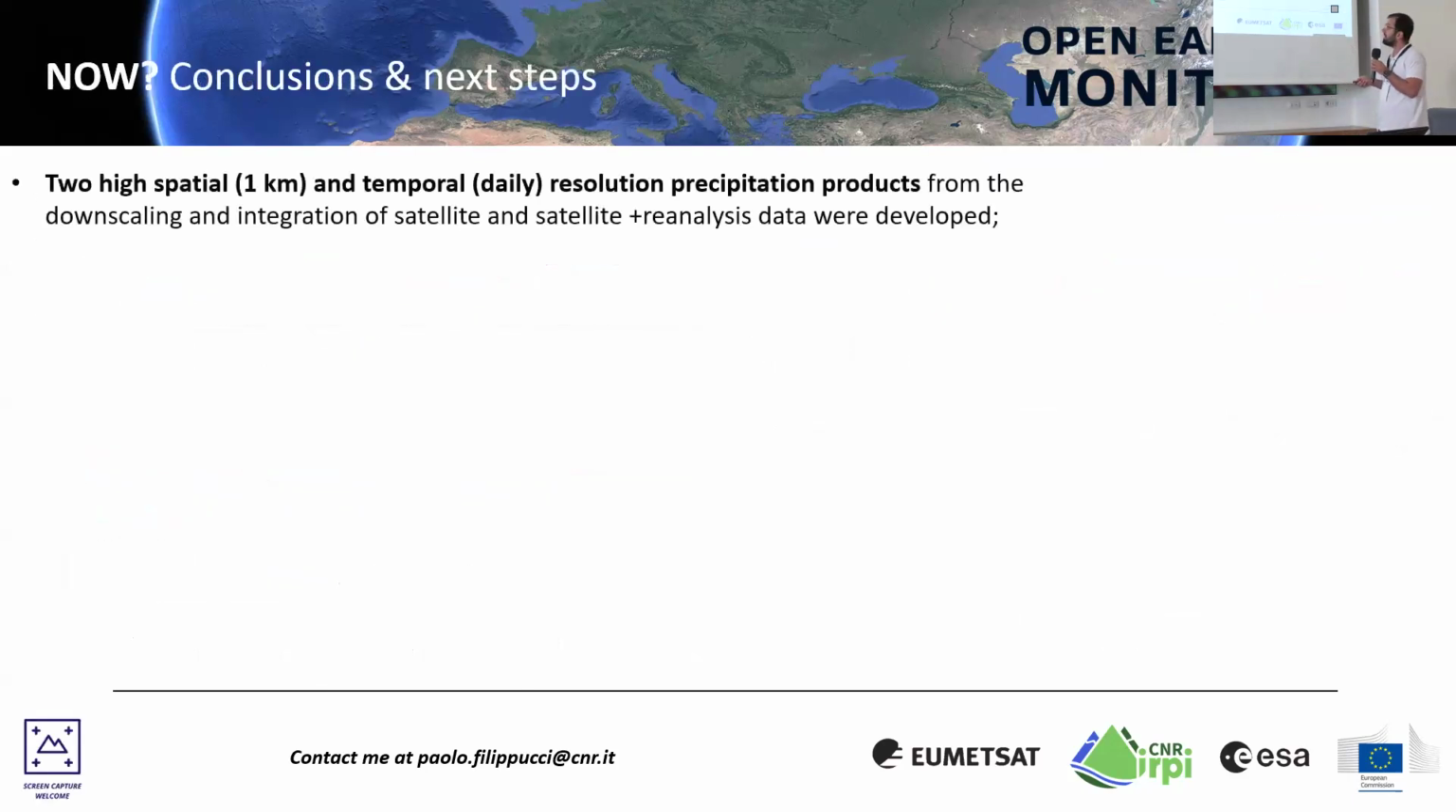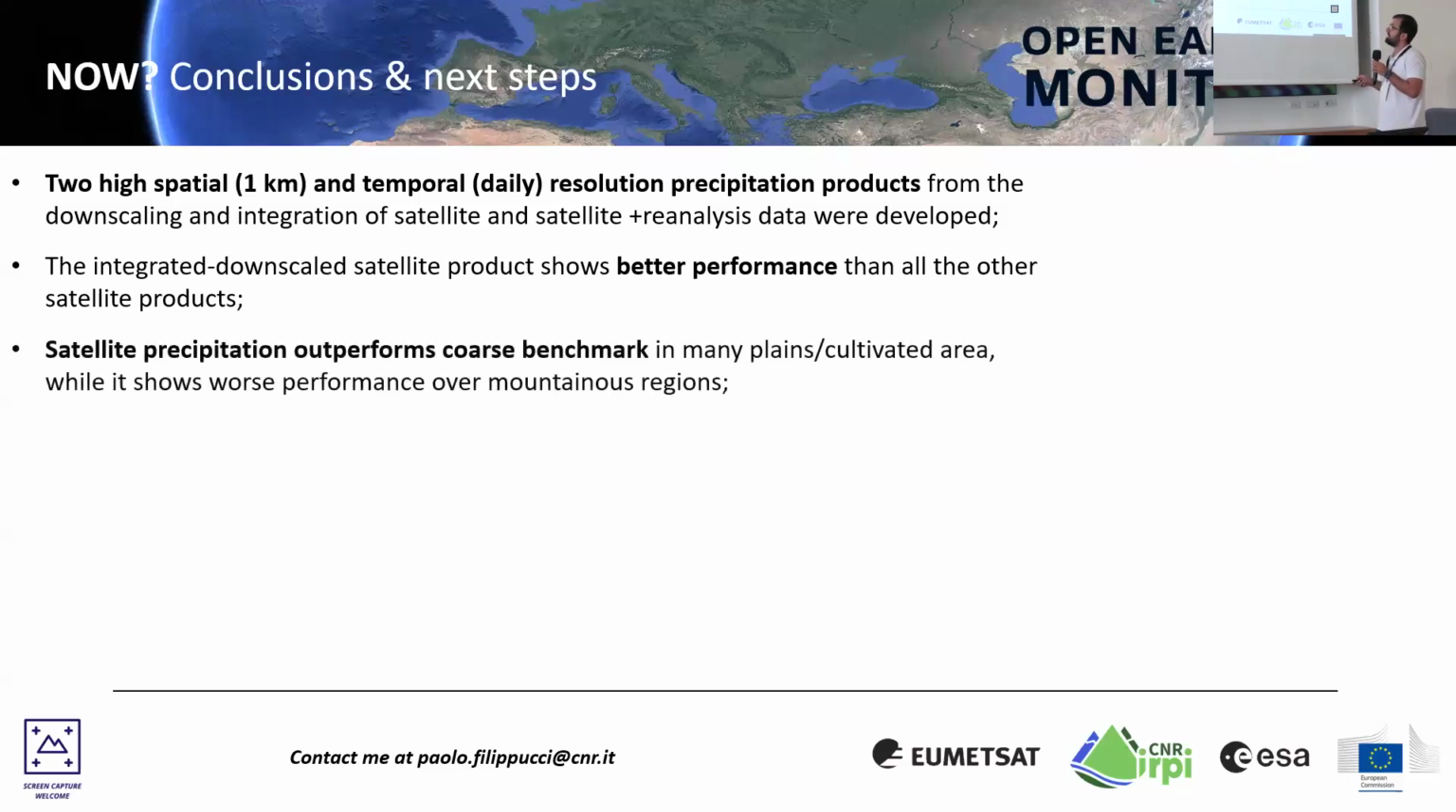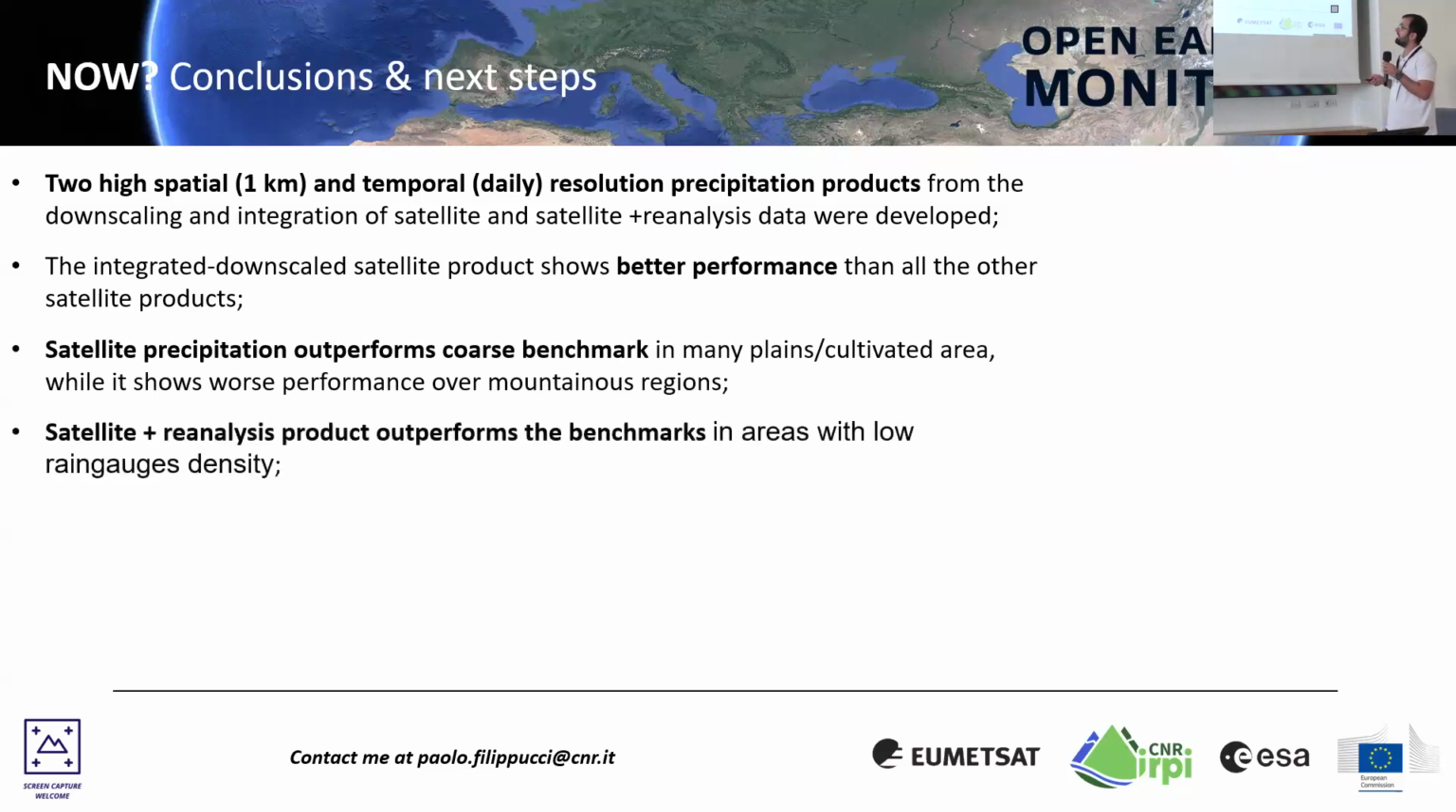So to conclude, we have developed two high spatial and temporal resolution precipitation products from downscaling and integration of different satellite and analysis data. And we can see that already by just satellite, we have better performance than the other satellite products by themselves. And we can also see that we outperform the coarse benchmark in many plains and cultivated areas in which we don't have many observations, but we have worse performance over mountainous regions. And adding the reanalysis increases our accuracy.